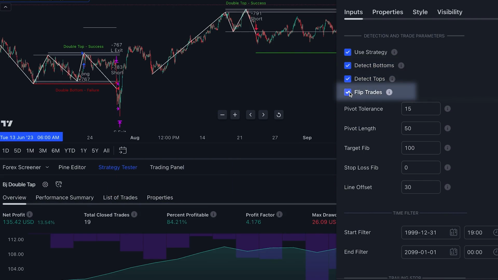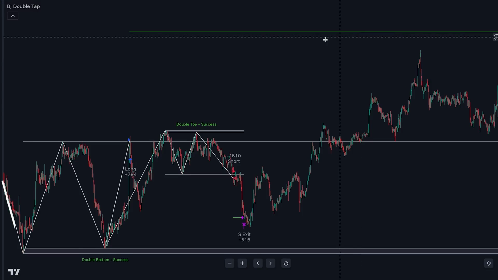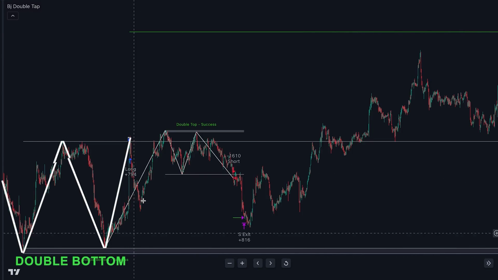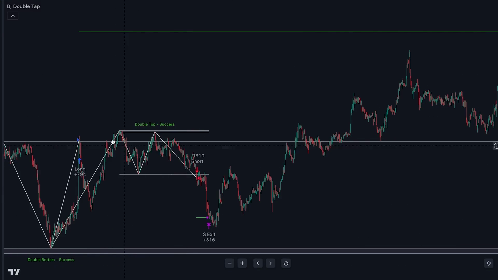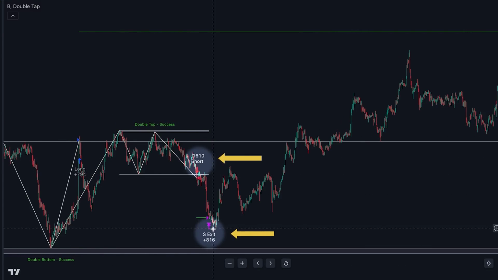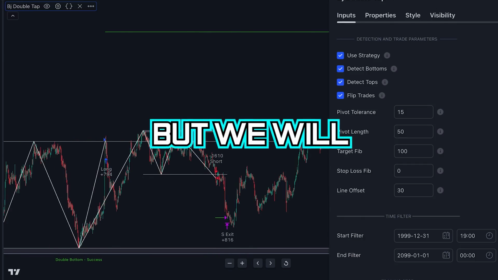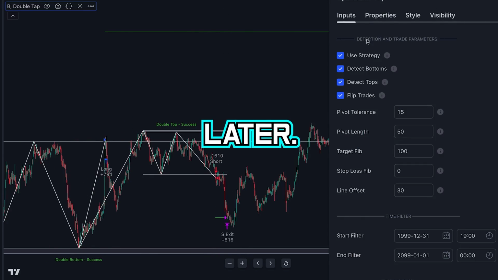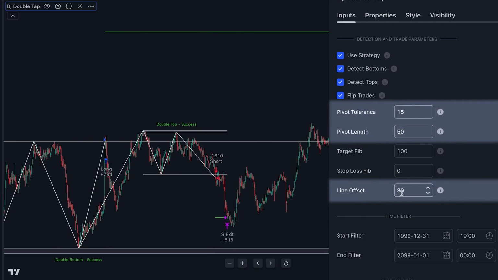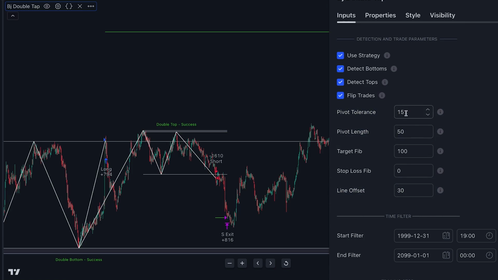Next is Flip Trades. If enabled, this allows the indicator to detect a pattern while within a pattern. For example, we can see here we were in a larger pattern, but then a smaller pattern was detected and the previous trade was closed and a new trade was opened. Generally, you will want to keep this option enabled, but we will explore adjusting these options later. Below that are Pivot and Offset settings. These will control how the patterns are defined. We'll leave this on default.